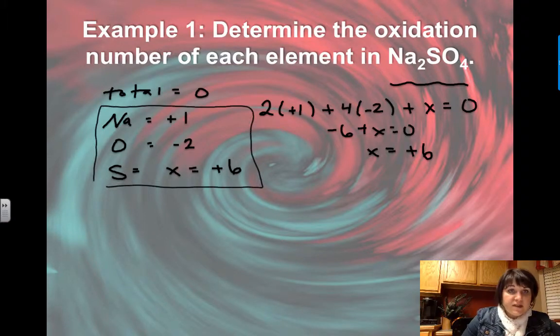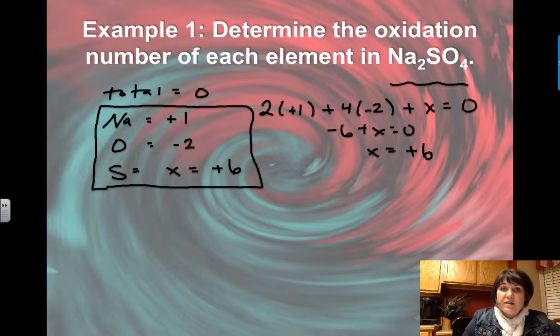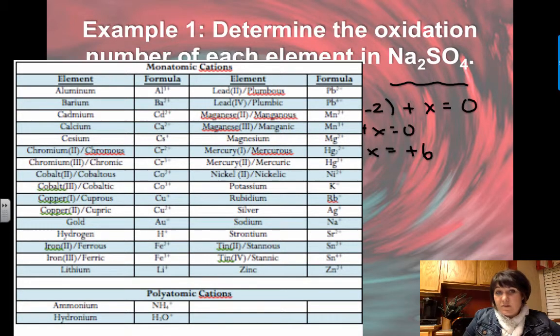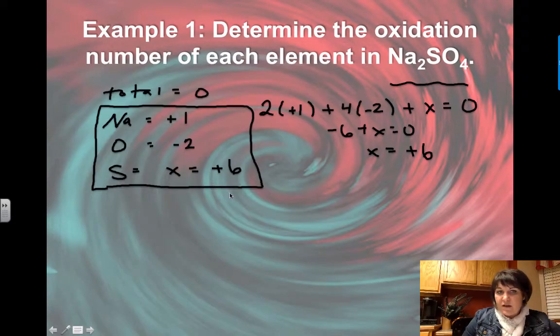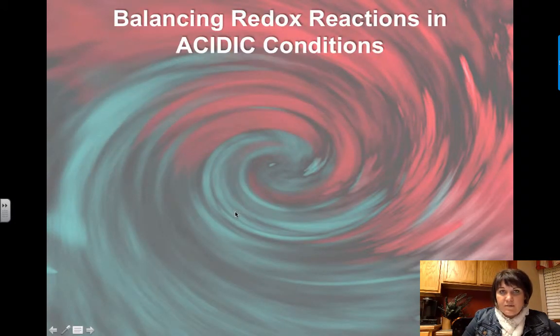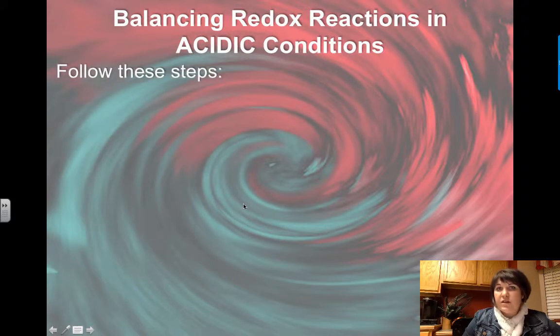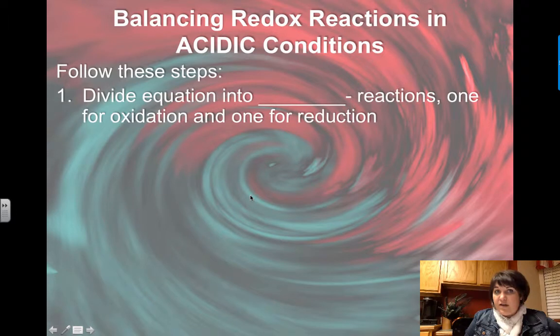So that's how we determine the oxidation number of the elements in a compound. Most of the things are going to be easy because they're in your list. There's sometimes going to be one of the substances, one of the elements that you have to use algebra for. We'll practice that as we continue on with the podcast, because now we're going to balance a redox reaction in acidic conditions. If the conditions are basic, then we'll worry about those in AP chemistry. For now, let's just deal with acidic conditions.